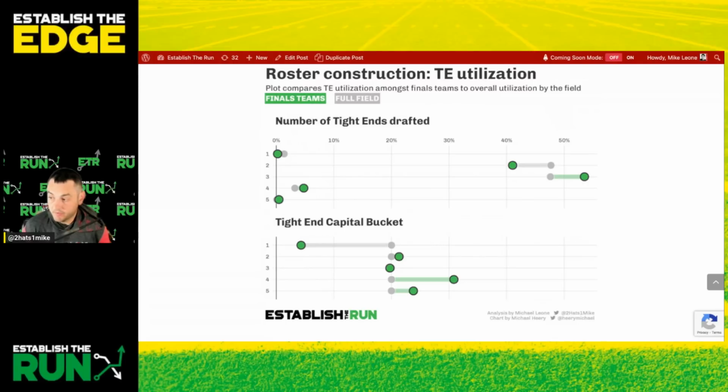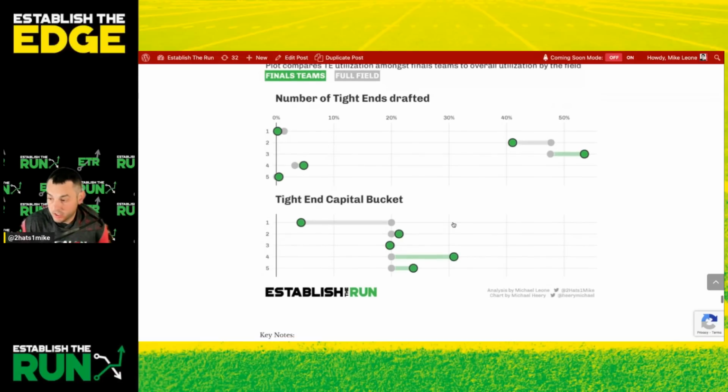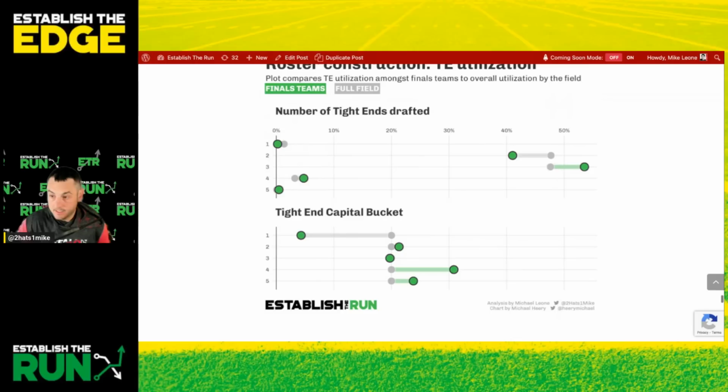Conversely, teams that drafted 3 tight ends made up more than half of the finalists, even though they made up less than half of all teams drafted. So essentially, 3 tight end teams were positive leverage, 2 tight end teams were negative leverage. And that, of course, is correlated to the capital. If you invested more capital in tight ends, you were more likely to take 2.